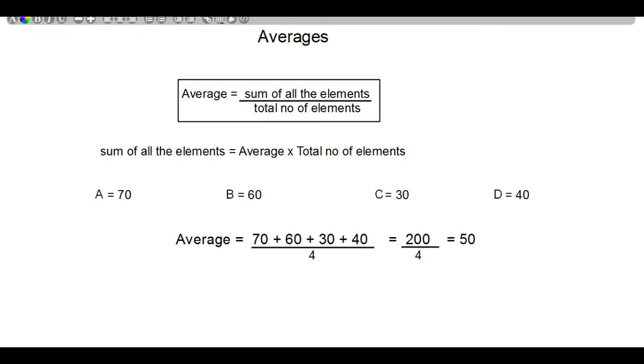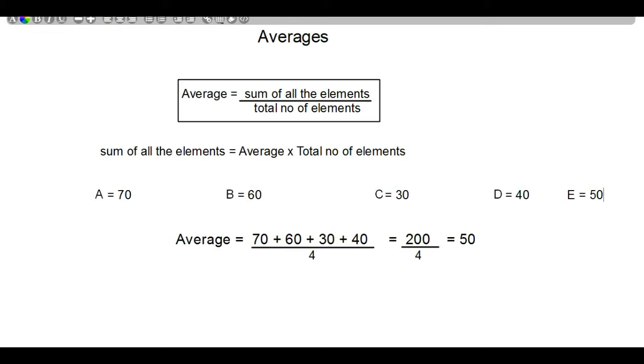Let us now understand what happens when a fifth person tries to join this group. For example, we already have four persons with the given values and we know that their average is 50 rupees. Let's say now a person E who has got 50 rupees wants to join the group. What will be the average for all these five persons together? Now to find out the average of all the five persons, we need not do the same calculation again. That is 70 plus 60 plus 30 plus 40 plus 50 by 5. That calculation is not required.